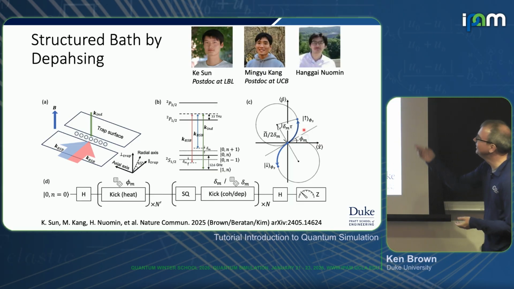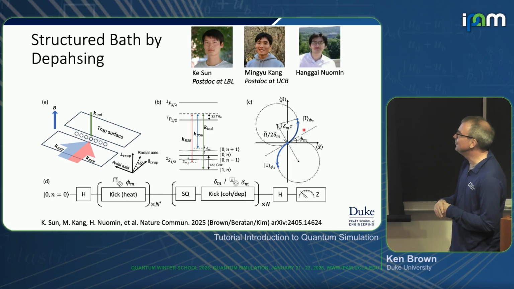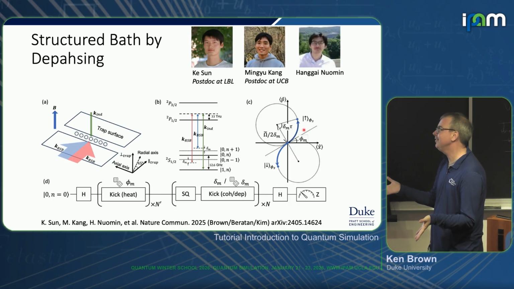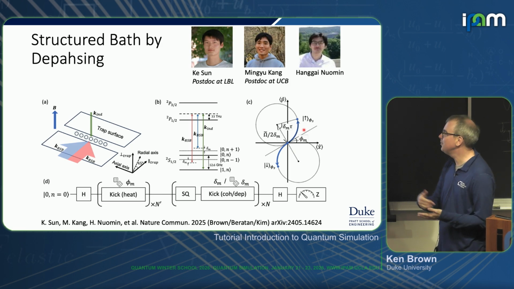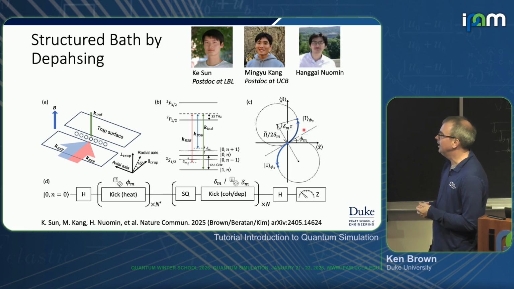everyone has left me. So Kuz is a postdoc at Lawrence Berkeley, working with Hartmut Hefner. Mingyu is a postdoc at Berkeley, working with Brigitte Whaley now. Hangai moved on to continue postdocing with Dave Baratan.